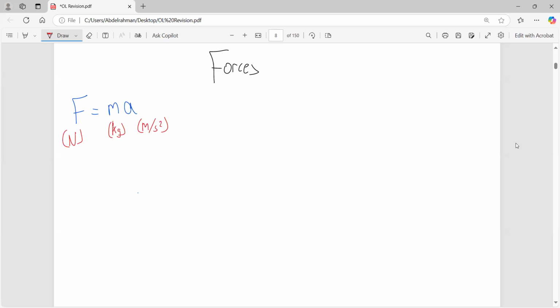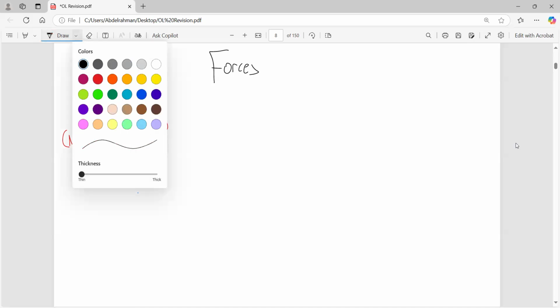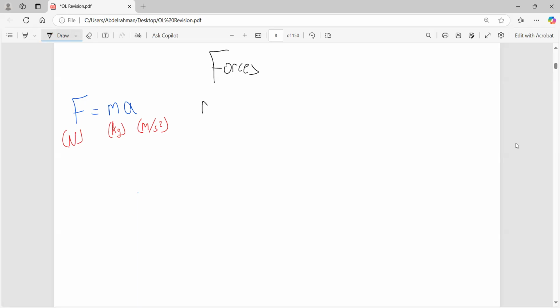There's a definition for the force. He could ask you to define force. You won't say mass times acceleration. No. If you want to define force, actually, it is the rate of change of momentum. Let's write it down. It's the rate. What is the force? It is the rate of change of momentum.